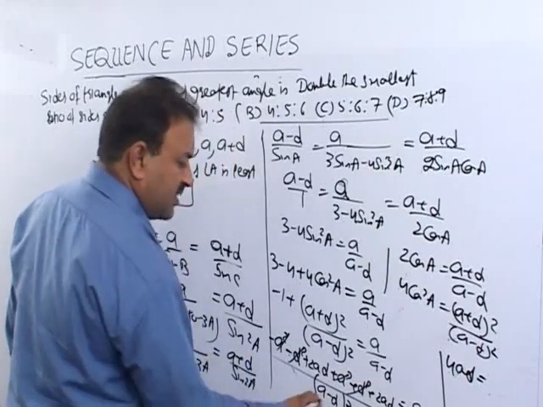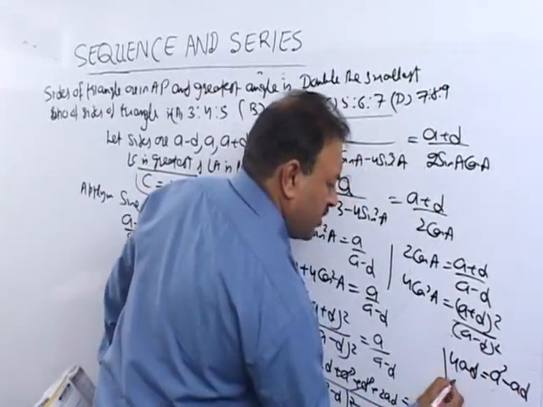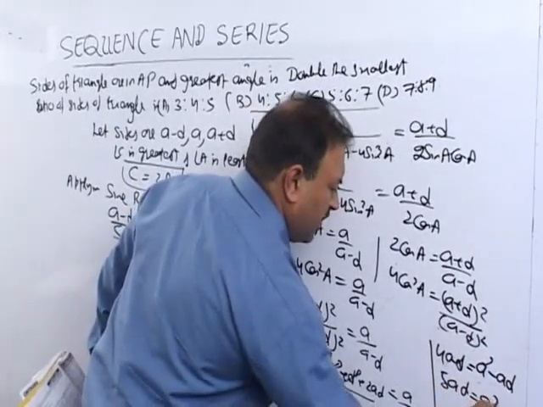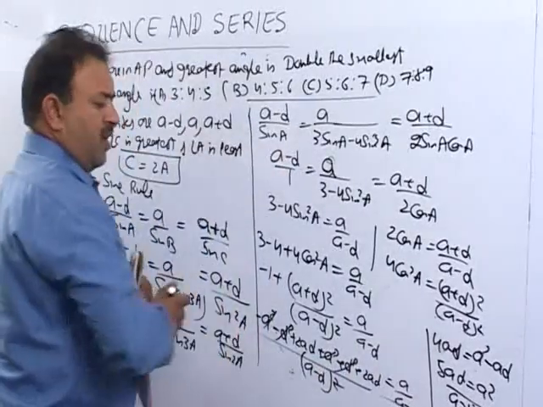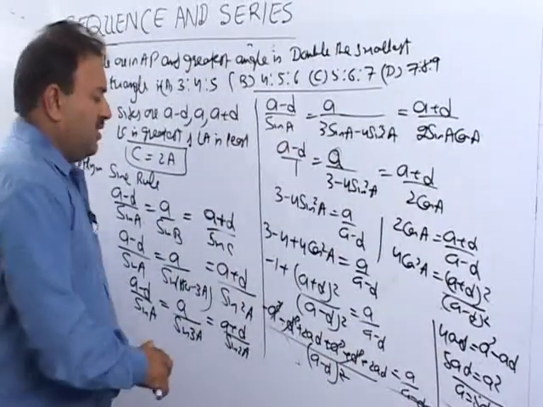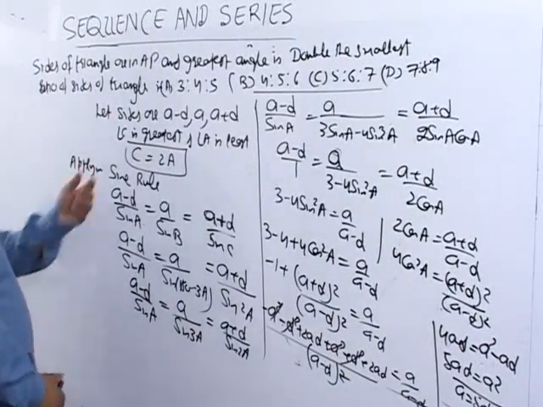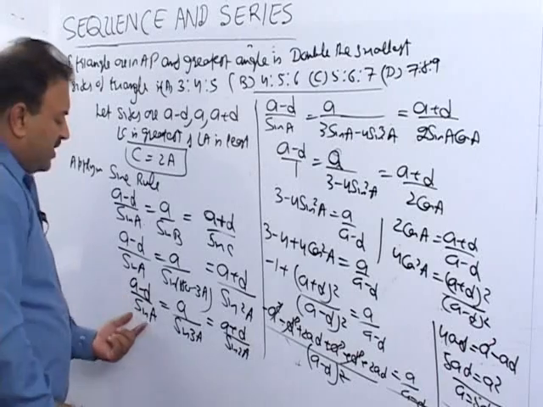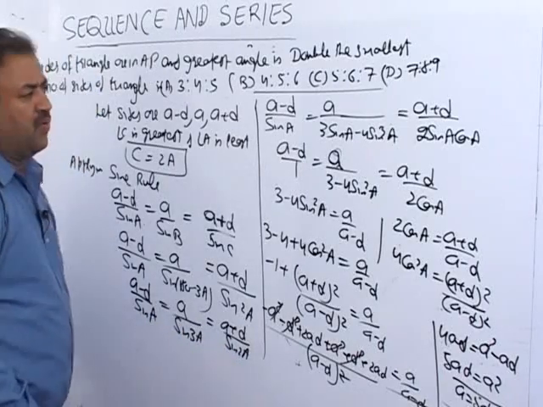4AD is equal to A square, since (A minus D) has been cancelled. We have left A square minus AD. Now 5AD is equal to A square, and A is equal to 5D. Again you check it out. See, up to here it is fine, this is where we had reached. We have taken C is equal to 2A, and A minus D upon sin A, upon sin 3A, A upon A plus D upon sin 2A.